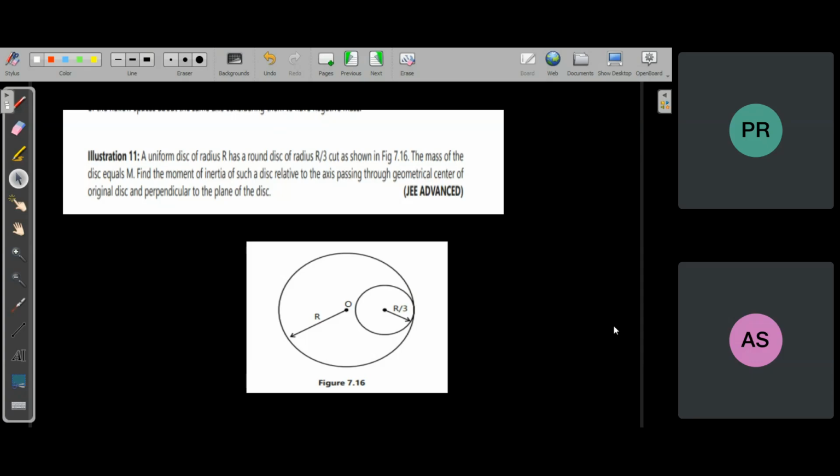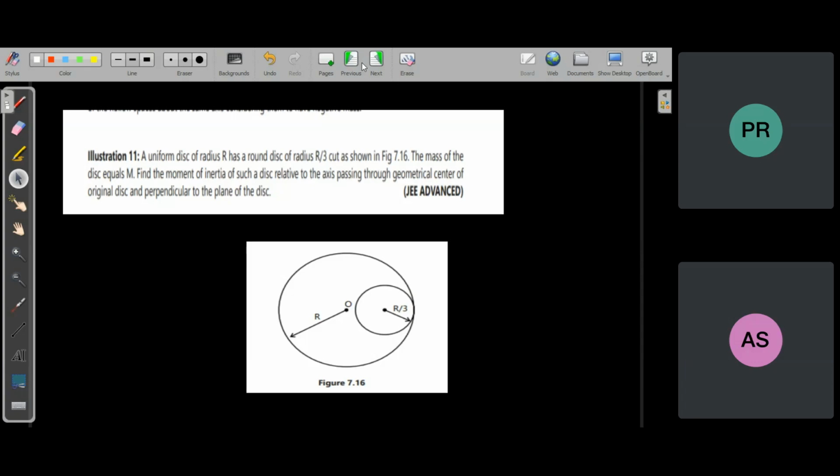So you understand that when you find the moment of inertia of the whole disk, you have to take the mass of the whole disk, and from that you will subtract the moment of inertia of the cut part. So for that you have to take the mass of only the cut part.